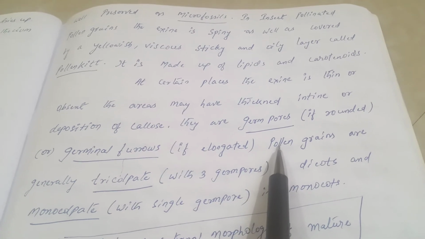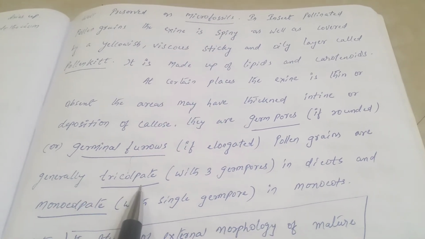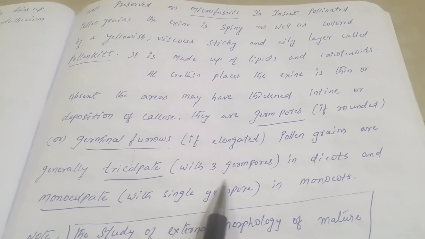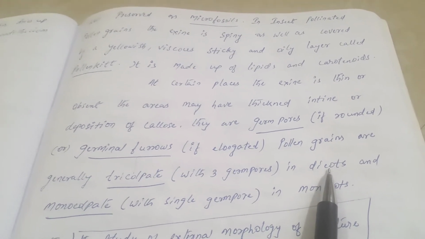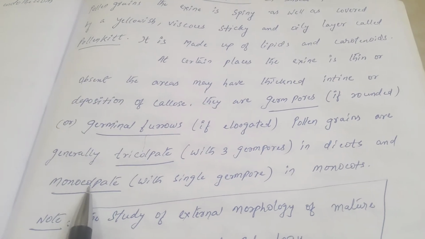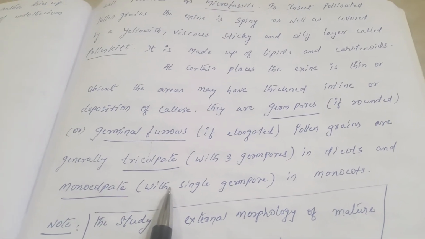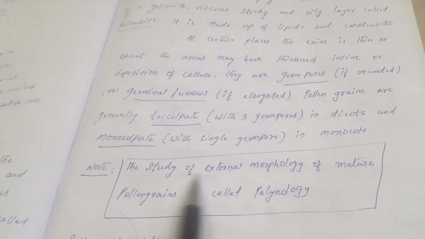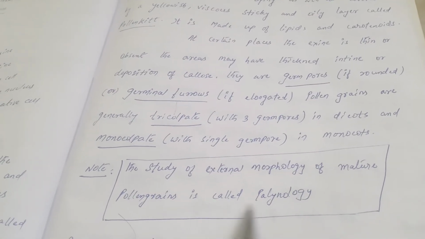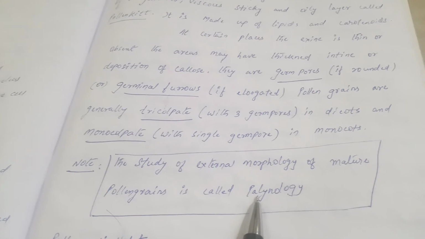In case of dicots, pollen grains are generally tricolpate. Tricolpate means with 3 germ pores. So tricolpate pollen grains are the characteristic feature of dicots. And in case of monocots, they are monocolpate. Monocolpate means with a single germ pore. The study of external morphology of matured pollen grains is called palynology.